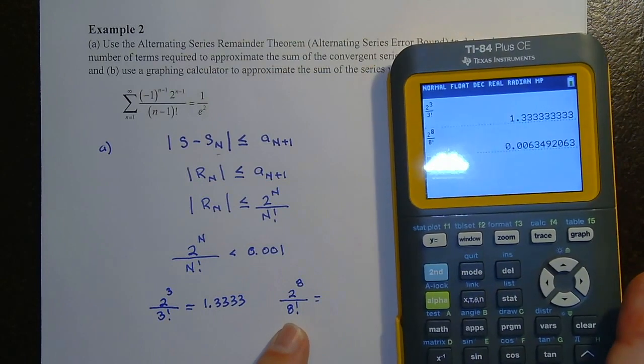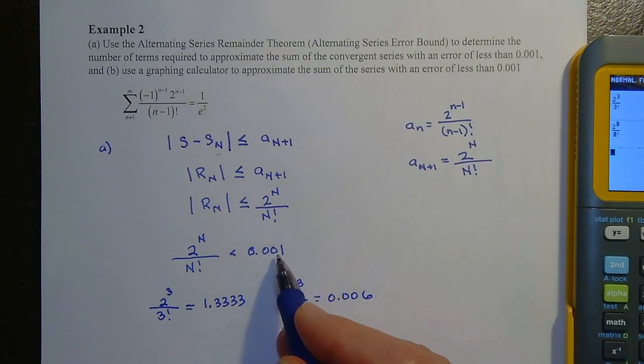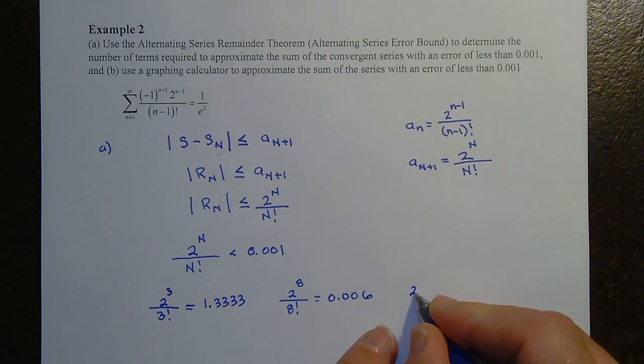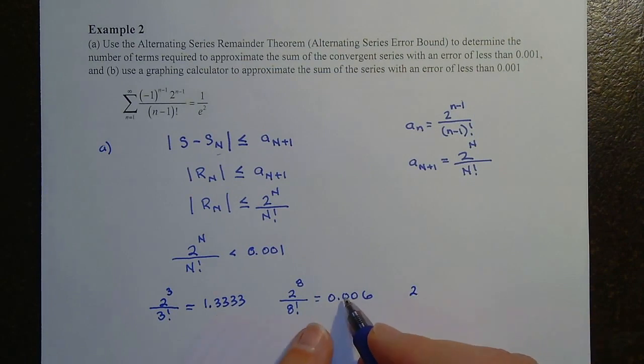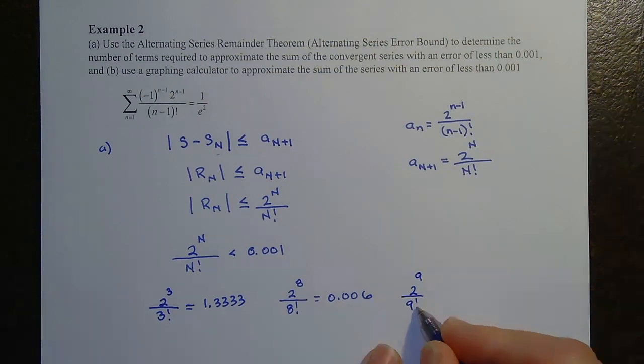And that gives us 0.006, which is not under the 0.001, right? So let's jump up to 2 to the 9th, because we're starting to get a little close, right? This is a lot closer than this one. Let's try 2 to the 9th over 9 factorial.